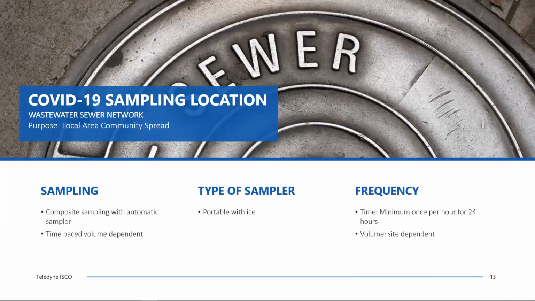The frequency of sample collection would be at minimum once per hour over a 24-hour period. One could certainly have more frequent samples, such as once every 15 minutes, to get greater granularity. If one is taking flow-based samples, the volume interval would be site-dependent. One must know what the typical volumes are day in and day out at that location to determine what the volume intervals between samples should be.